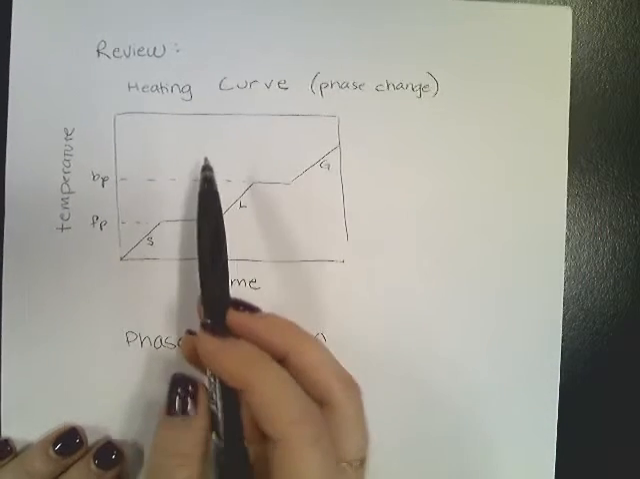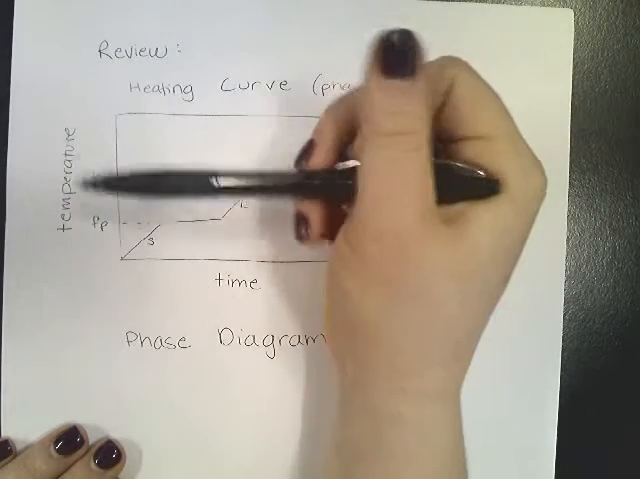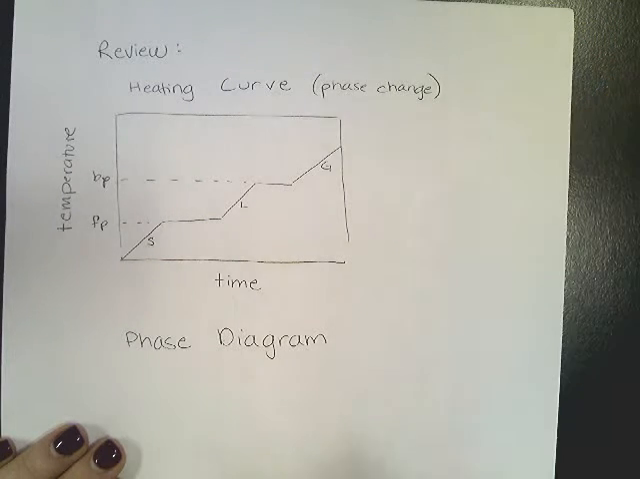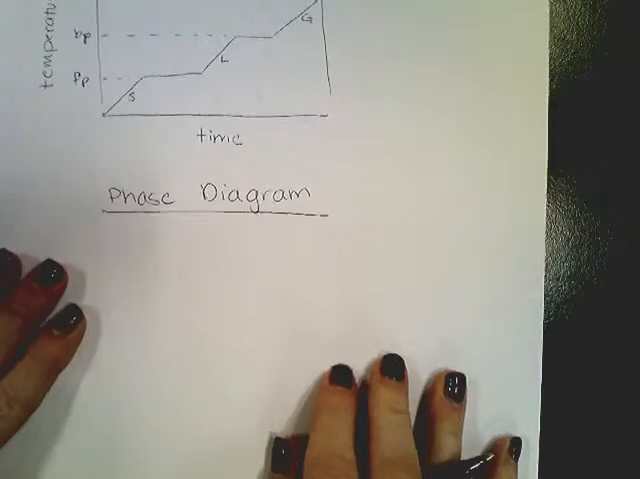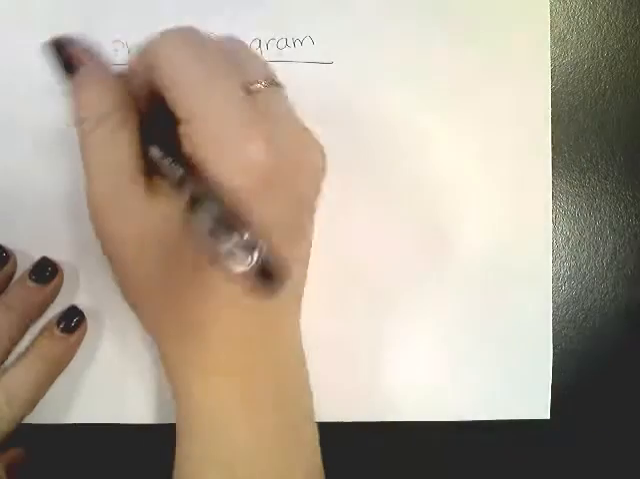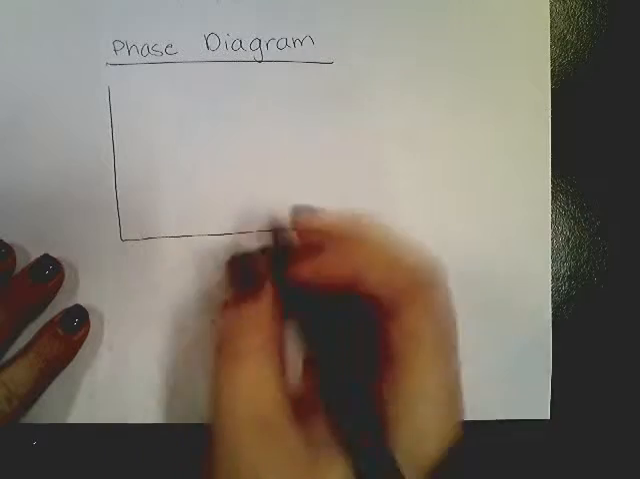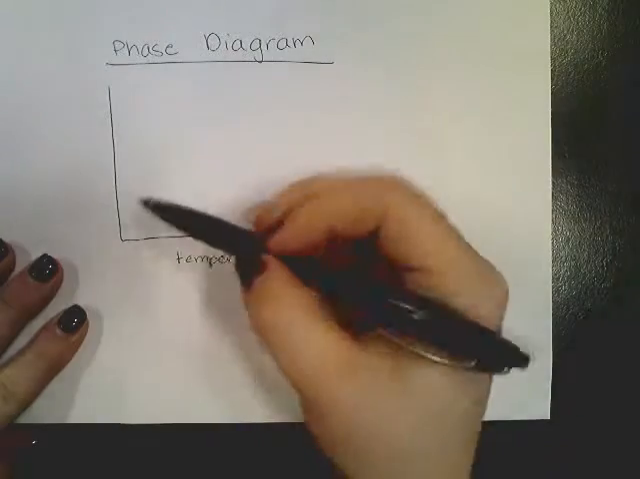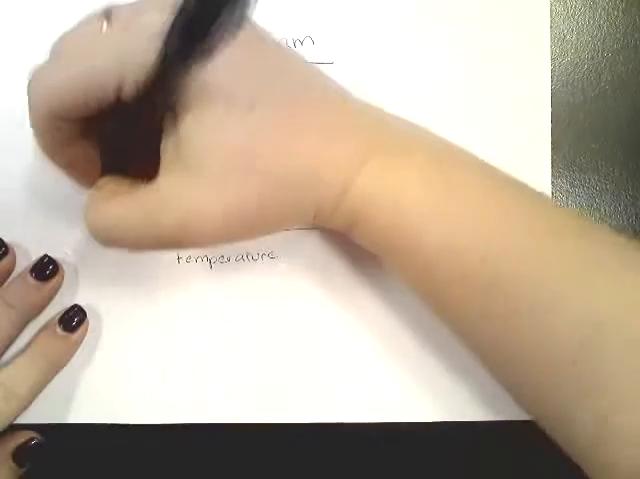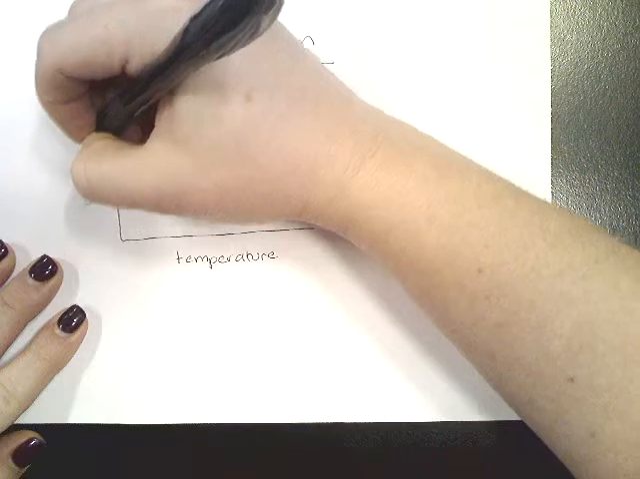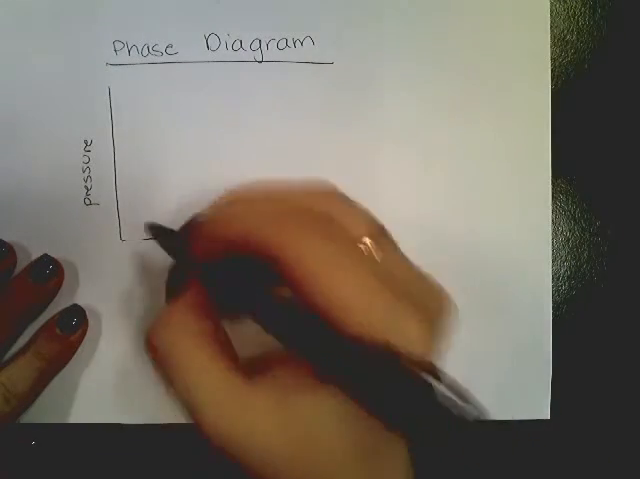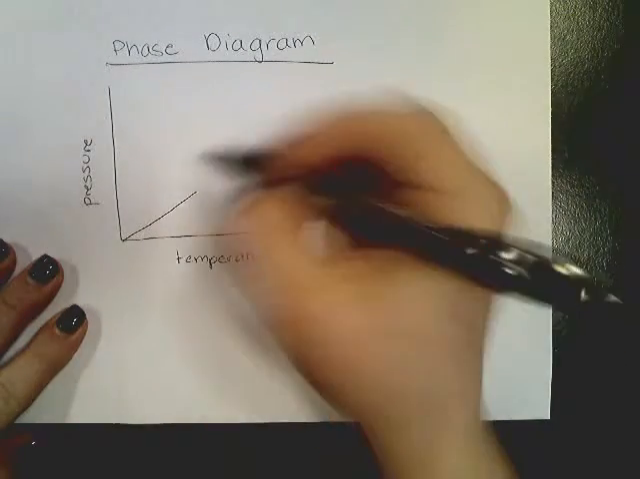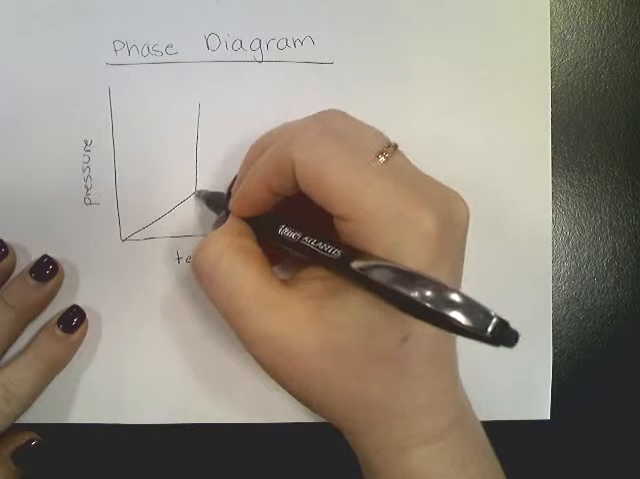Our axes are going to have time as our x-axis and temperature as our y-axis of a heating or cooling curve. Today we are talking about a phase diagram. Phase diagrams are different. We're going to have different axes. On the bottom now we're going to have temperature, and on our y-axis, we are going to have pressure. Yours is going to look a little different than mine, but it's going to follow the same overall appearance.